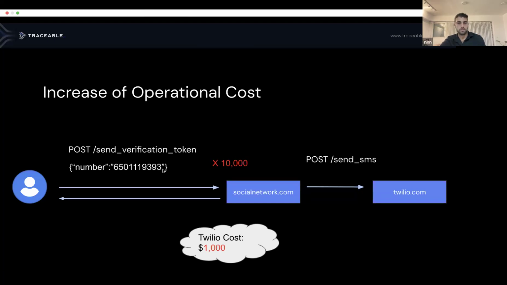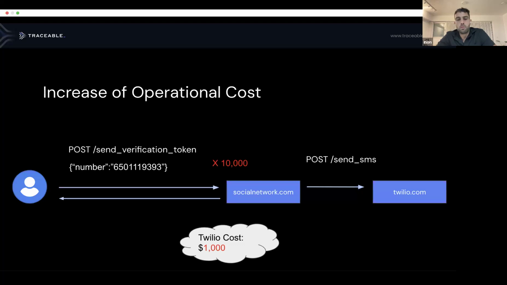But what happens if an attacker takes the same API call of send verification token and repeats it for like 10,000 times? And this is something that you can automate using a script and do it in less than 1 minute. You would basically increase the cost that the social network pays to Twilio, and you would make them lose $1,000 in 1 minute. And you can just keep going with this attack for however long you want.